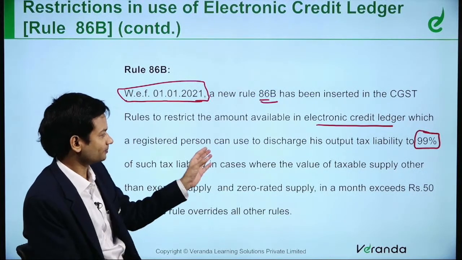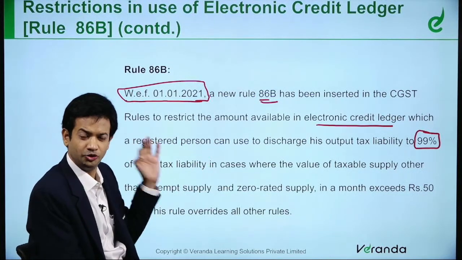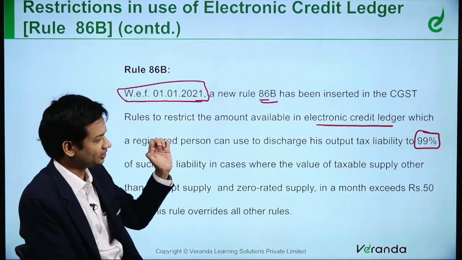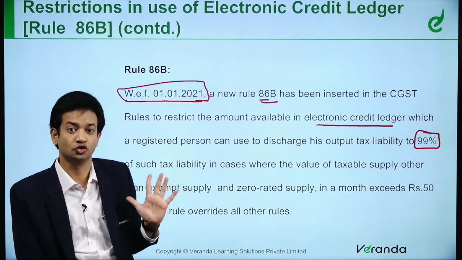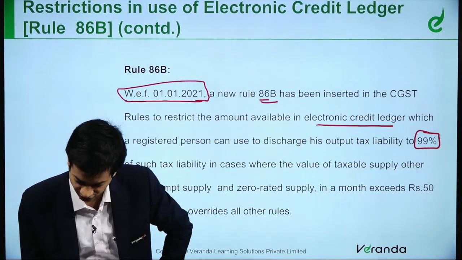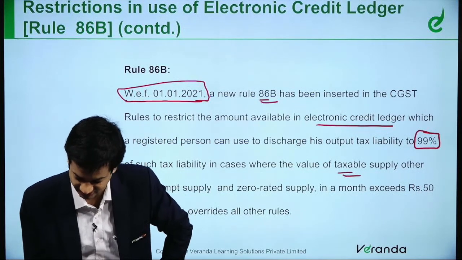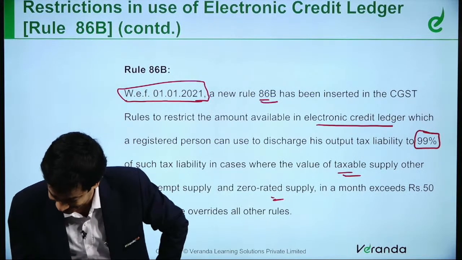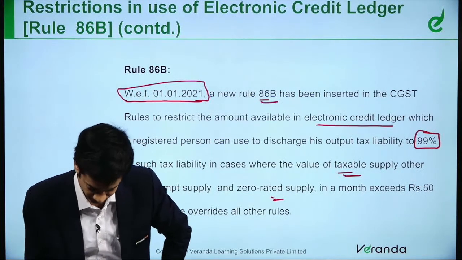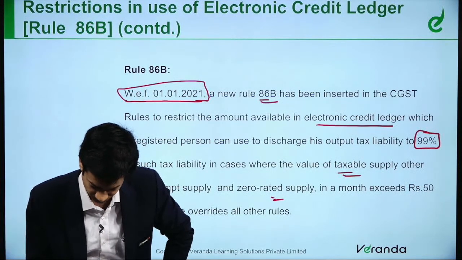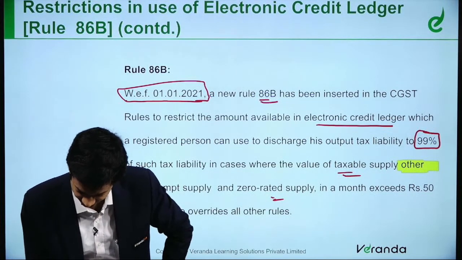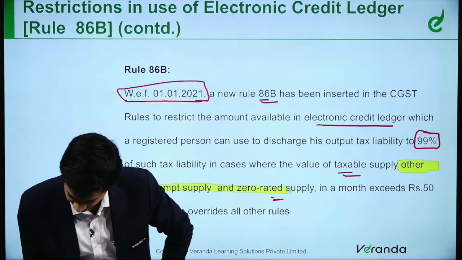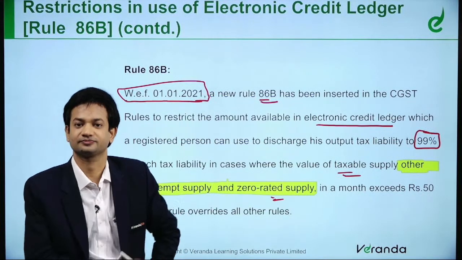Right? So ITC I can use for making payment only up to 99%, and 1% through cash, of such liability, in case where the value of taxable supply other than exempt supply and zero rated supply in a month exceeds... So, other than, please highlight, other than exempt supply and zero rated supply.